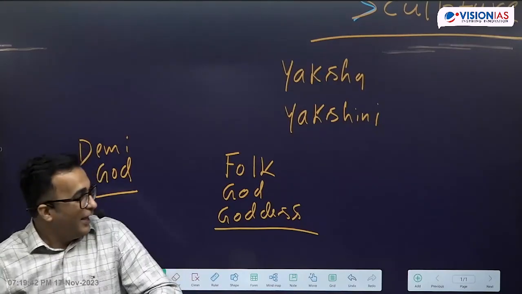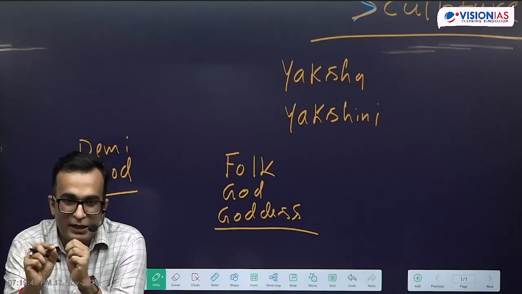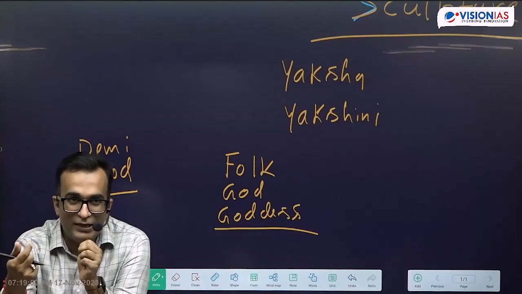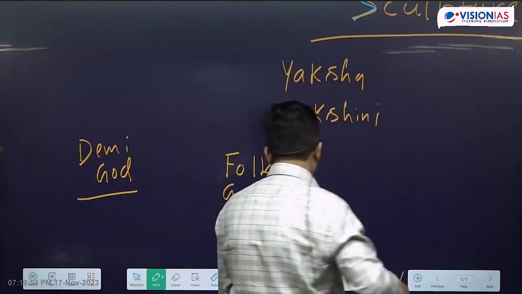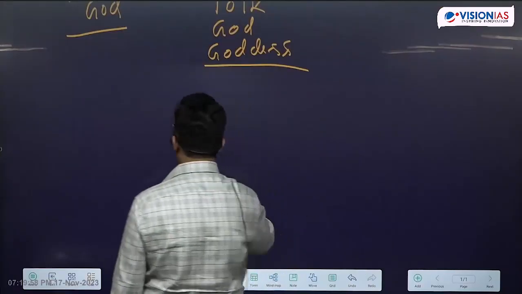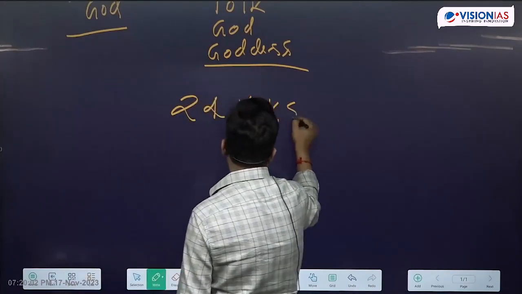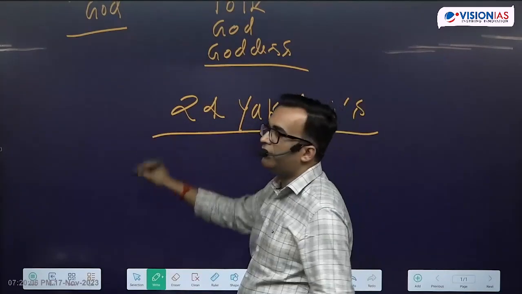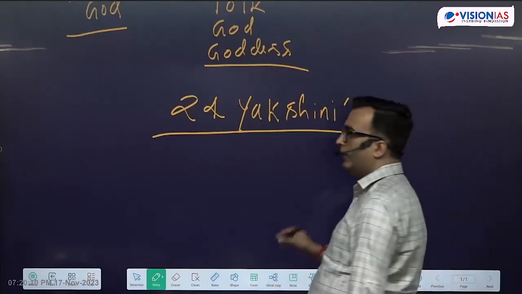So now, you understood this part, then mention Jainism. This is the Hinduism part done, and then you change paragraph and write, in Jainism, there existed the concept of 24 Yakshinis who were highly revered.